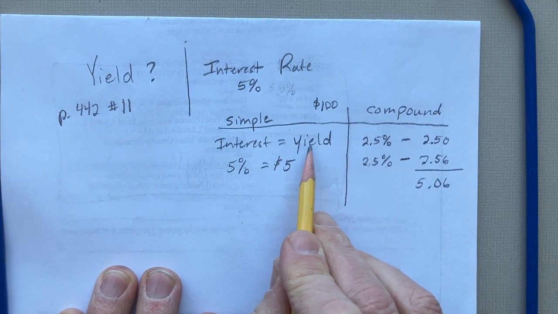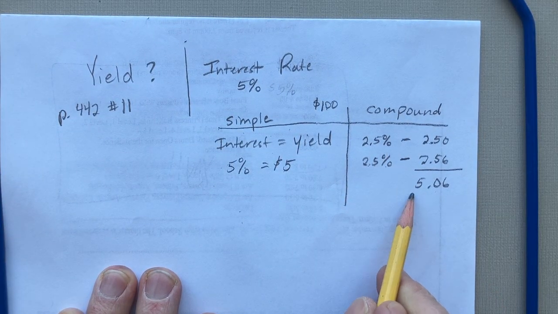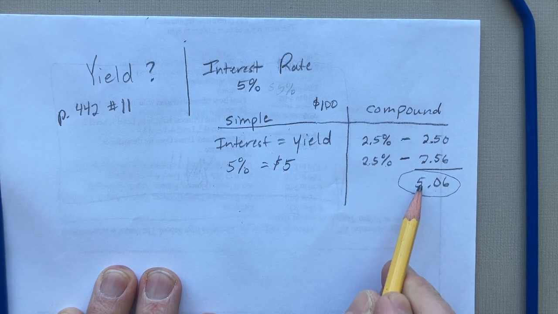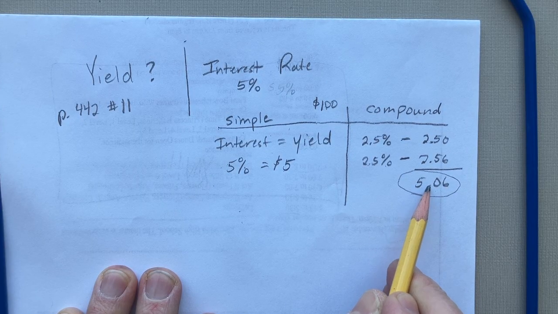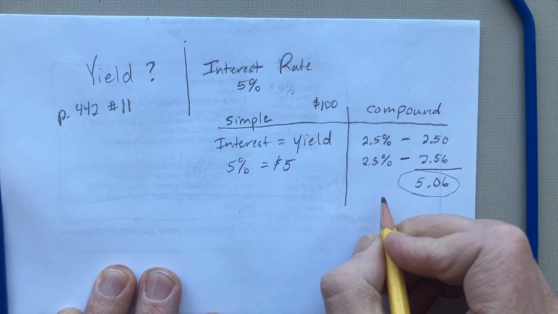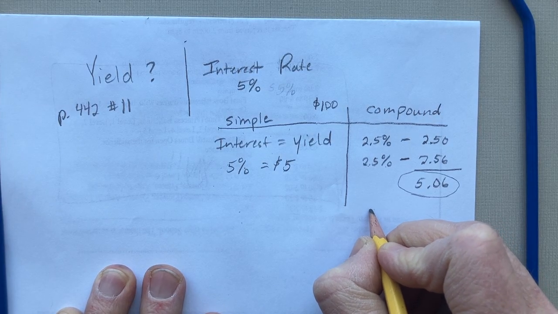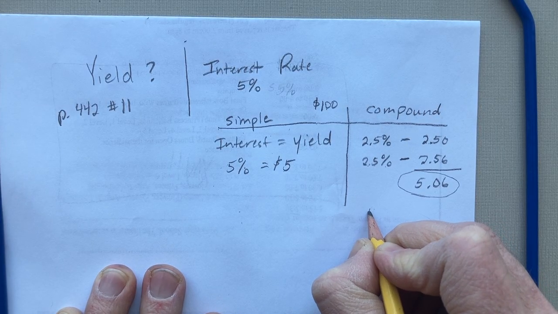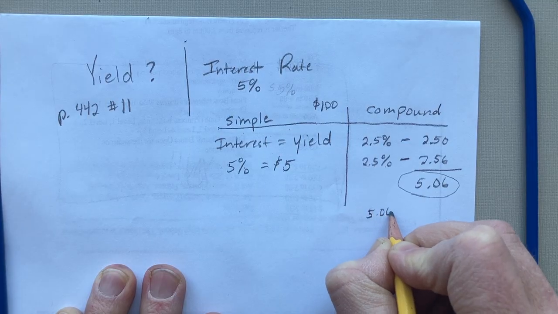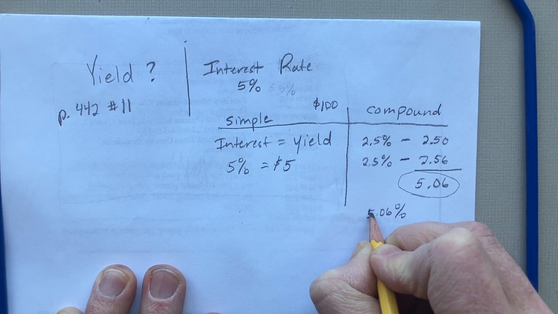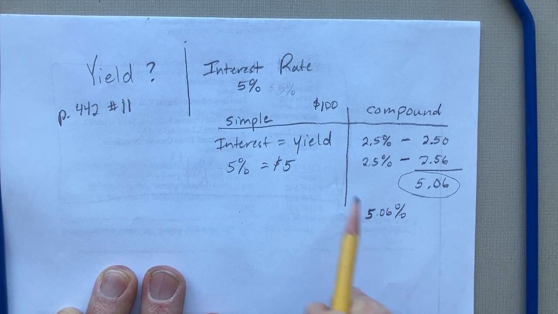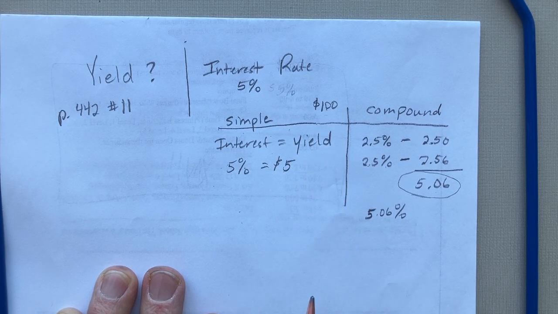So now the yield of the compounding interest is the rate marked by this $5.06. So the effective yield is 5.06%. Okay, it works out simply because I invested $100, so all the numbers come out nice and clean.